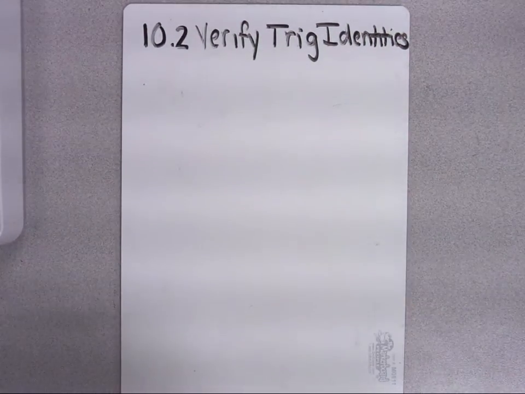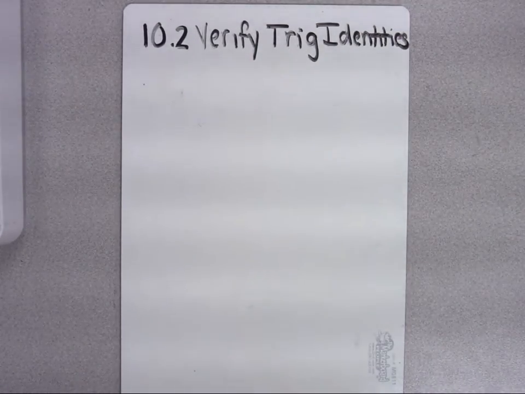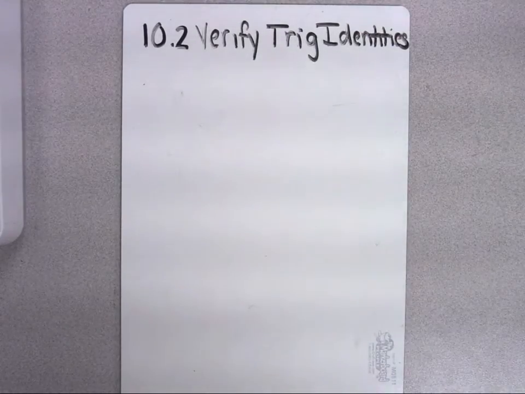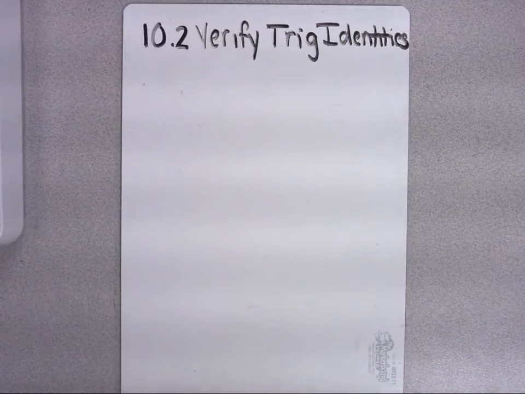Okay, your title for your last set of notes ever in your life, in Algebra 2 at least, is 10.2. We are verifying trig identities, so we're still taking what we just did in 10.1 and just mixing them together. So you still need that chart. I would have that chart handy at some point or in some way, in some form or another.